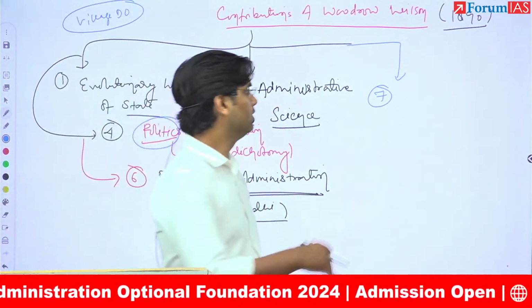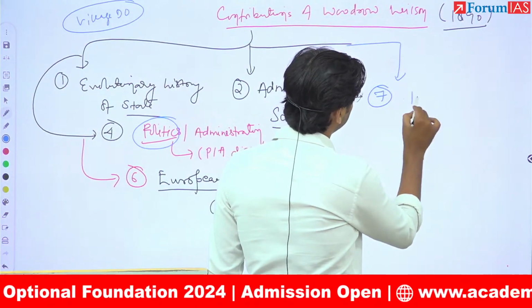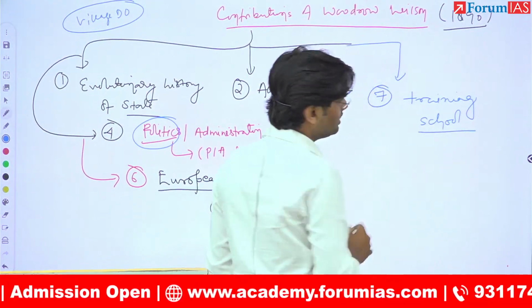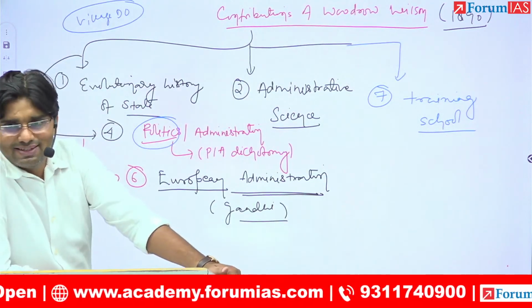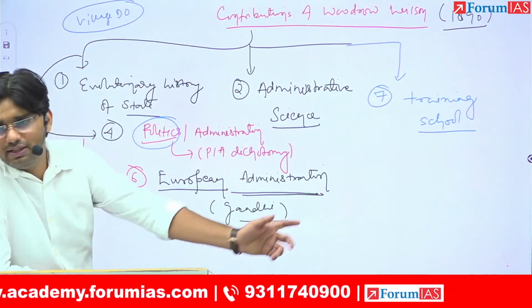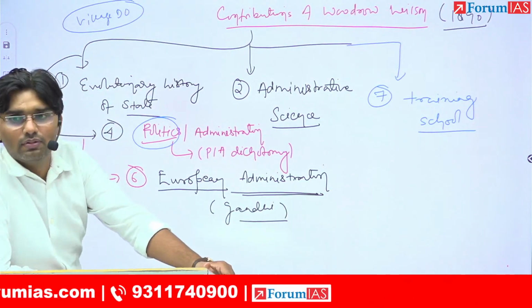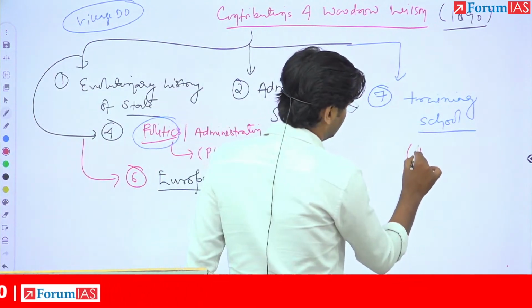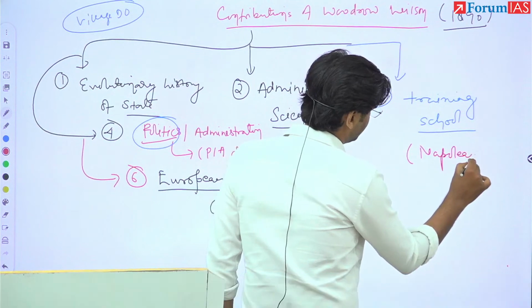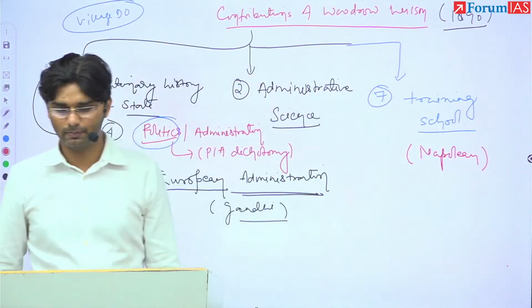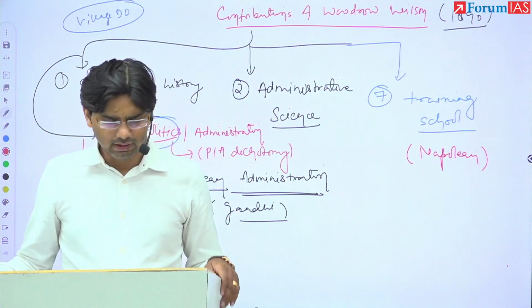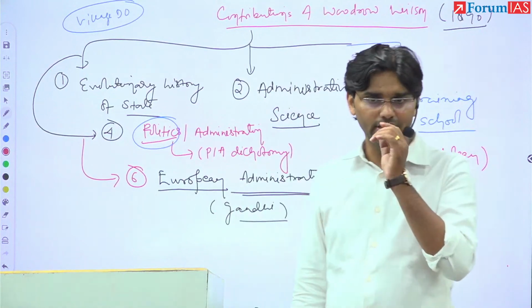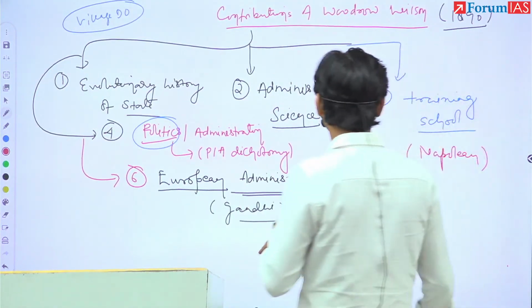Then he argued for a separate school for training the administration or civil services, and he was inspired. He has taken this idea from Napoleon. Right? Then he also argues that government should administer the resources in the form of a trustee.